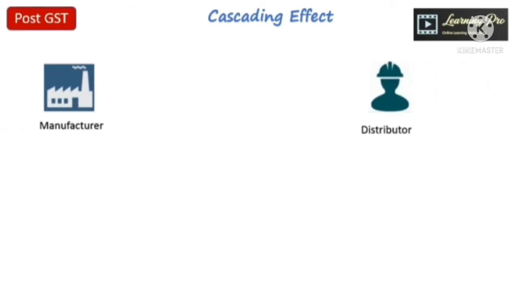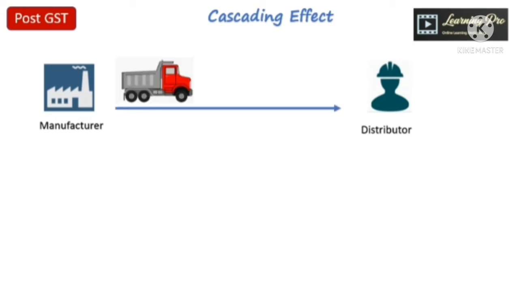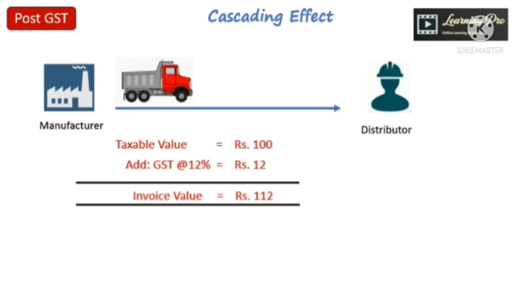Now let's see what happens post GST implementation. Now the same manufacturer is going to sell the same goods to the distributor. Our taxable value will be rupees 100 only. We will charge GST at the rate of 12%. The total invoice value in this case will become 112.